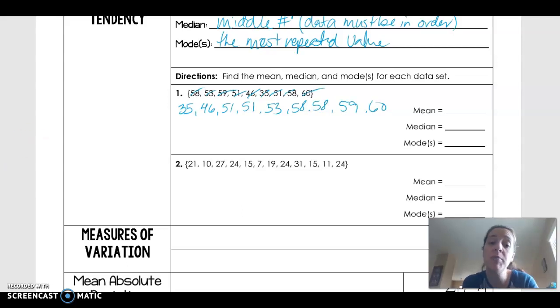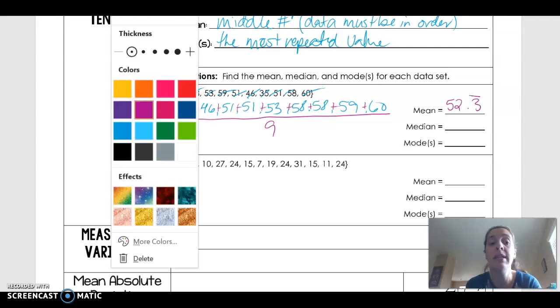So now that I've rearranged my data set from smallest to largest, now I can go ahead and find all of these different pieces. So when I'm finding the mean, I always add my values together. So I'm just going to put pluses in here so that we can see what we're doing. Right? So I would add all of my values, and then I divide by the number of values that I have. So in this case, I've got 1, 2, 3, 4, 5, 6, 7, 8, 9. So I would add all of those values up together and divide them by 9. And when I do that, I end up with 52 and a third, so 0.3 repeating. So that's how we find the mean, or the average: I add all of my data values and I divide by how many values there are.